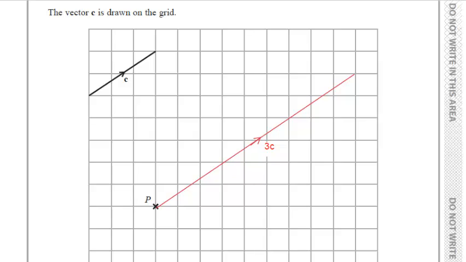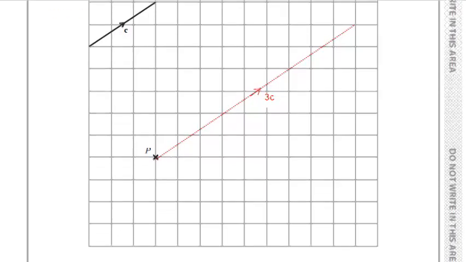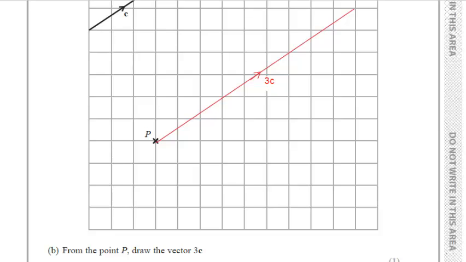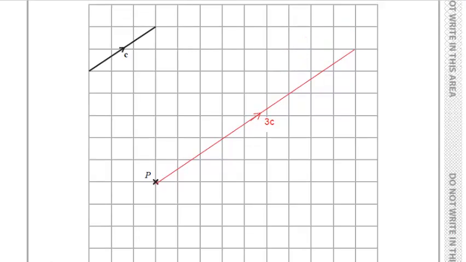The vector c is drawn on the grid. There it is. From the point P, draw the vector 3c. So there's a point P. The vector c is simply 3 squares to the right and 2 squares up. And what I have to do is just repeat that 3 times because it's 3c.